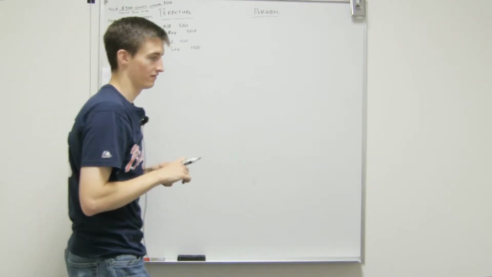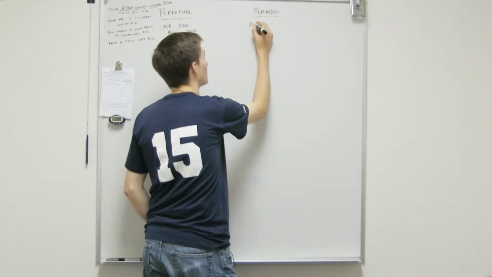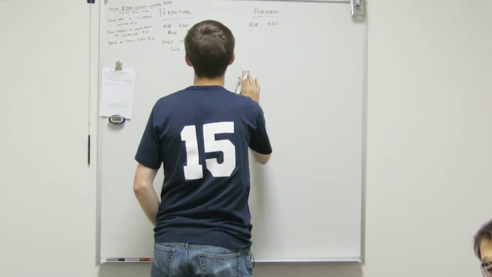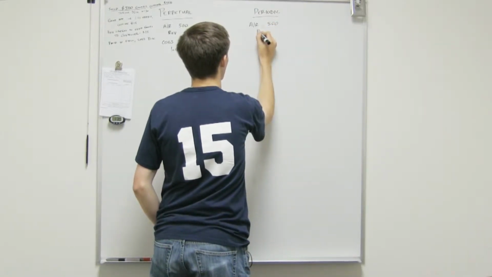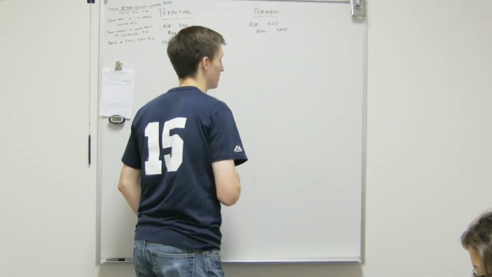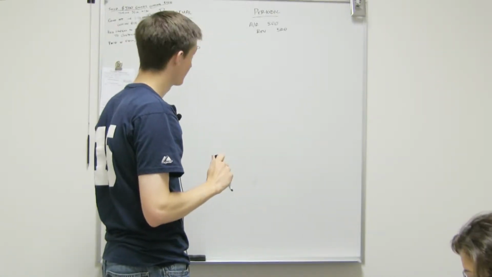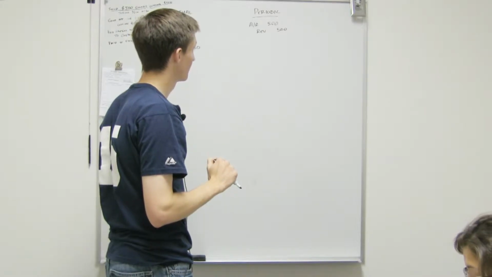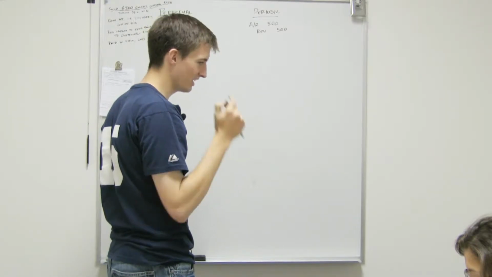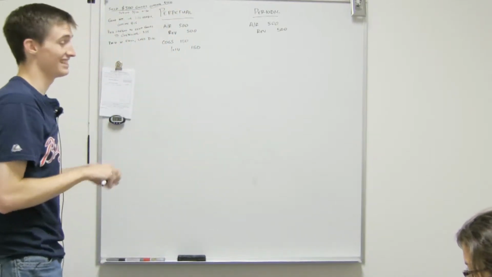Let's do the periodic one. Periodic would be debit accounts receivable. How much? $500. And then credit sales revenue for $500. And then you're thinking, is there anything else? And if you're thinking no right now, you're right. No, that's it.